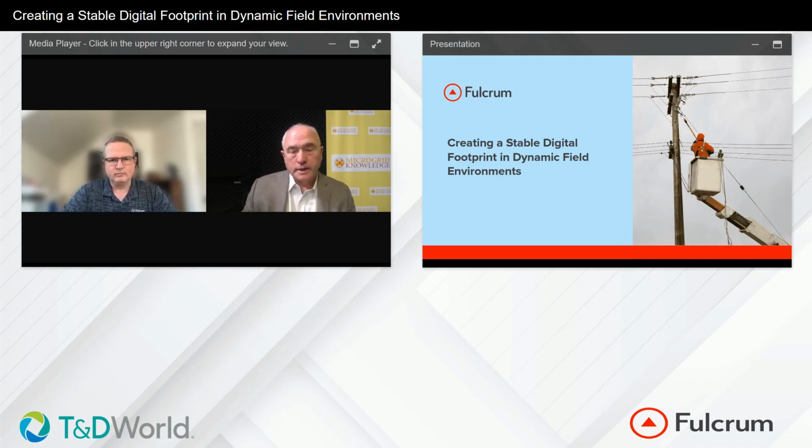So there's an attendee seeking a little more clarity on some points that you made earlier, but the question is, does the field platform integrate with the other integration platform or with the other enterprise apps?